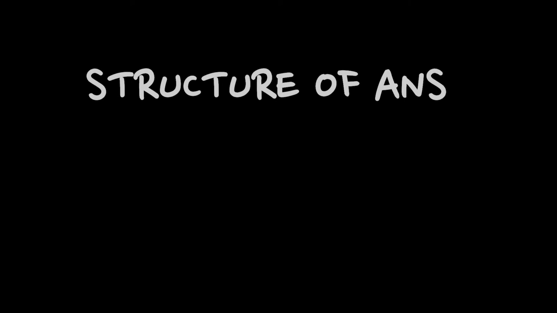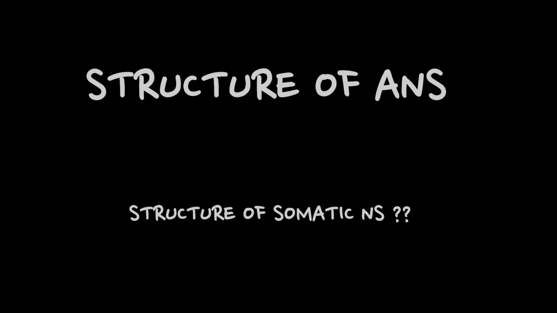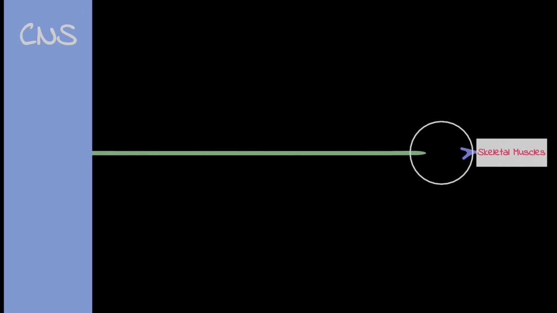To understand better the structure of the autonomic nervous system, let's first understand the way the somatic nervous system is. The neurons of the somatic nervous system arise from the CNS and end in skeletal muscles. The neurotransmitter acetylcholine is released there and it binds to the nicotinic receptors named the NM receptors at the skeletal muscle end plate. The binding of acetylcholine with the NM receptor will cause depolarization and impulse transmission.